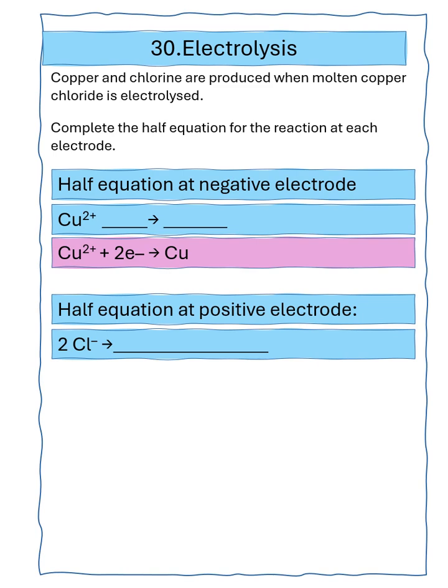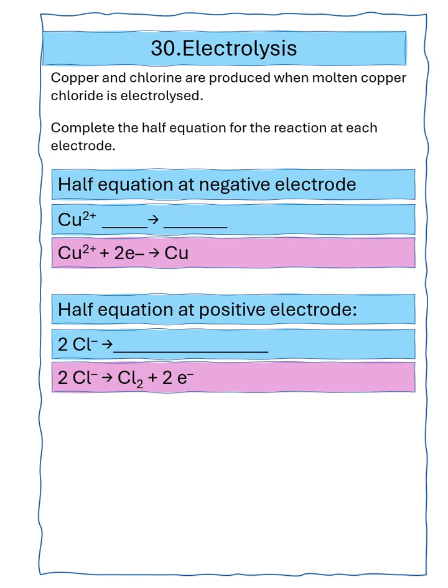We're then told part of the half equation at the positive electrode, so we know it's a positive electrode, so this is chlorine ions being attracted to it, and we know that we're starting off with two chloride negative ions. So we know we're going to form chlorine gas, Cl2, and we know we've got two negative electrons extra here, so we need to lose two electrons. So 2 Cl minus forms chlorine gas, Cl2, and two negative electrons will then be released.